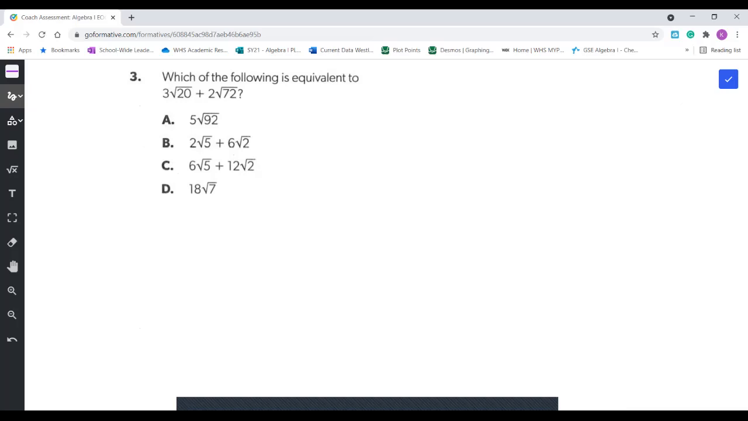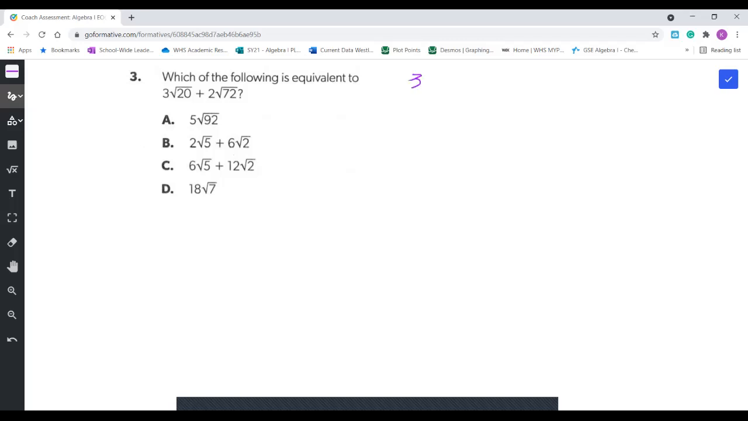Which of the following is equivalent to 3 times the square root of 20 plus 2 times the square root of 72? Young people, I can't combine these radicals until the radicands are exactly the same. So I'm going to simplify both of these radicals. I'm going to do prime factorization on the radicand to see what the greatest perfect square factor is, to see if we can get on some sort of common ground. We may not be able to combine them at all, but we'll see once we do the prime factorization.